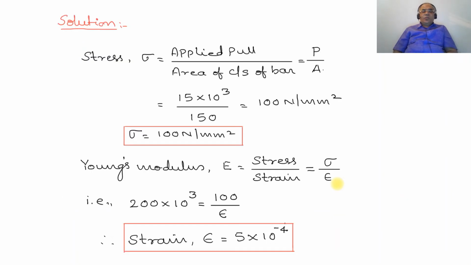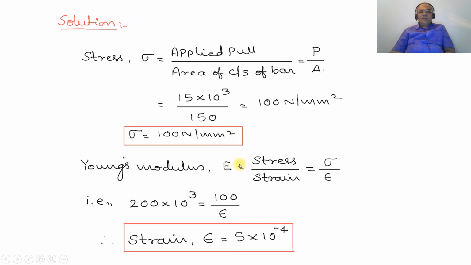To do that, what is stress? Stress is given by sigma is equal to axial pull divided by area of cross section of the bar, so P by A. Axial pull is 15 into 10 to the power of 3 divided by area of cross section, which is 150. So you get 100 Newton per mm square. Sigma is equal to 100 Newton per mm square.